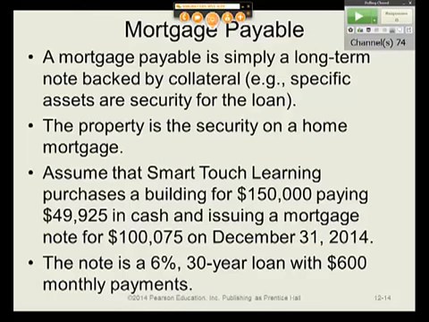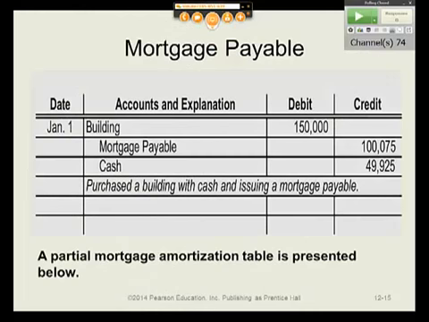In this case, let's assume that they bought a building for $150, they used $49,925 in cash, and $100,075 is the note payable. Now, the interest is going to be for 30 years, and the payments will be $600. But the key difference here is that the payments will include both principal and interest. So when you first borrow, you're going to debit the building for $150. That's the historical cost, which is the sum of the assets and the liability. So you use $49,925 in cash, and the balance goes in the mortgage payable.